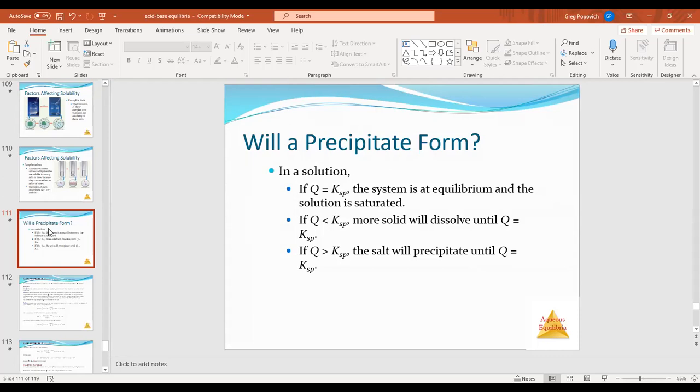If the Q is less than Ksp, you're going to get the solid dissolving until Q is equal to Ksp. If Q is greater than Ksp, more of the salt will precipitate out. The key is, if I'm asked, when does precipitation occur? It's when your Q equals Ksp. That's when you get a solid.